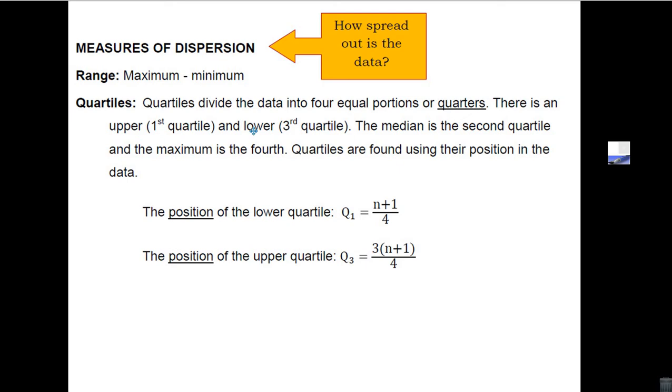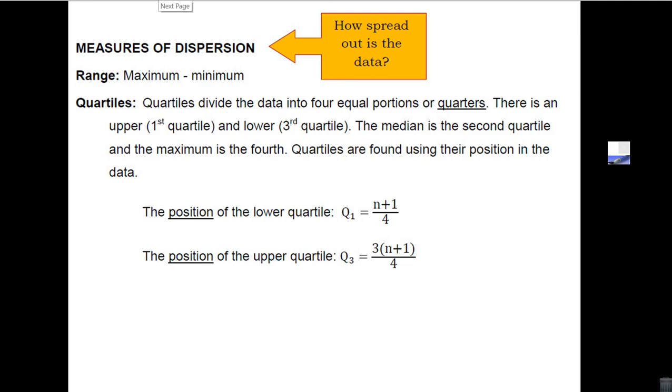I think there's a little bit of a misprint in the title. The lower quartile is the first quartile, and the upper quartile is the third quartile. How do we figure out where the lower quartile is? Well, all we do is take the number of pieces of data, add 1, divide by 4, and we'll get a number that tells us the position. If we take the number of pieces of data, add 1, and multiply it by 3/4, we'll get the position of the upper quartile.